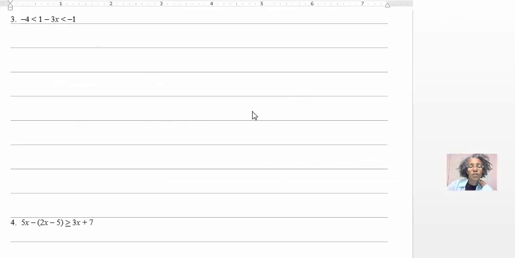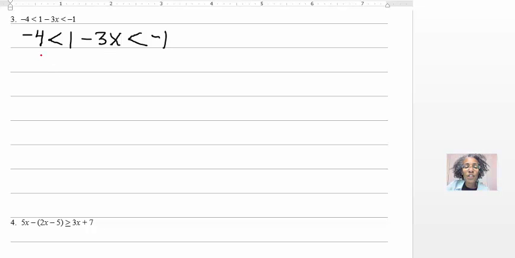Okay, so here I want to solve this inequality, and this is a compound inequality where negative 4 has to be less than 1 minus 3x, and 1 minus 3x has to be less than negative 1. So that's a compound inequality. Whenever I'm solving this type of inequality, my goal is to get x alone in the middle of the inequality. So I'm going to move toward achieving that by subtracting 1 from all segments of the inequality.